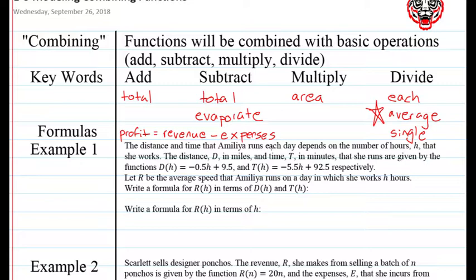Yeah, so profit equals revenue minus expenses. I made $1 million, but I also have to pay for electricity, water, rent, and it turns out I only made $200. So make sure you know revenue minus expenses equals profit.